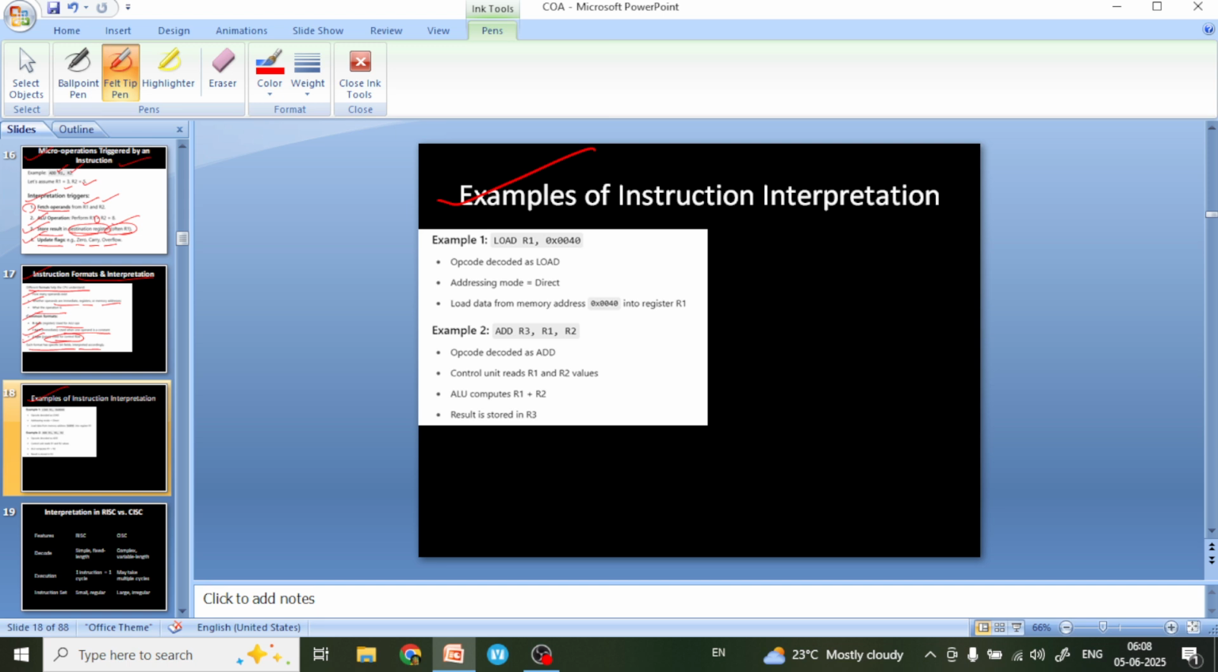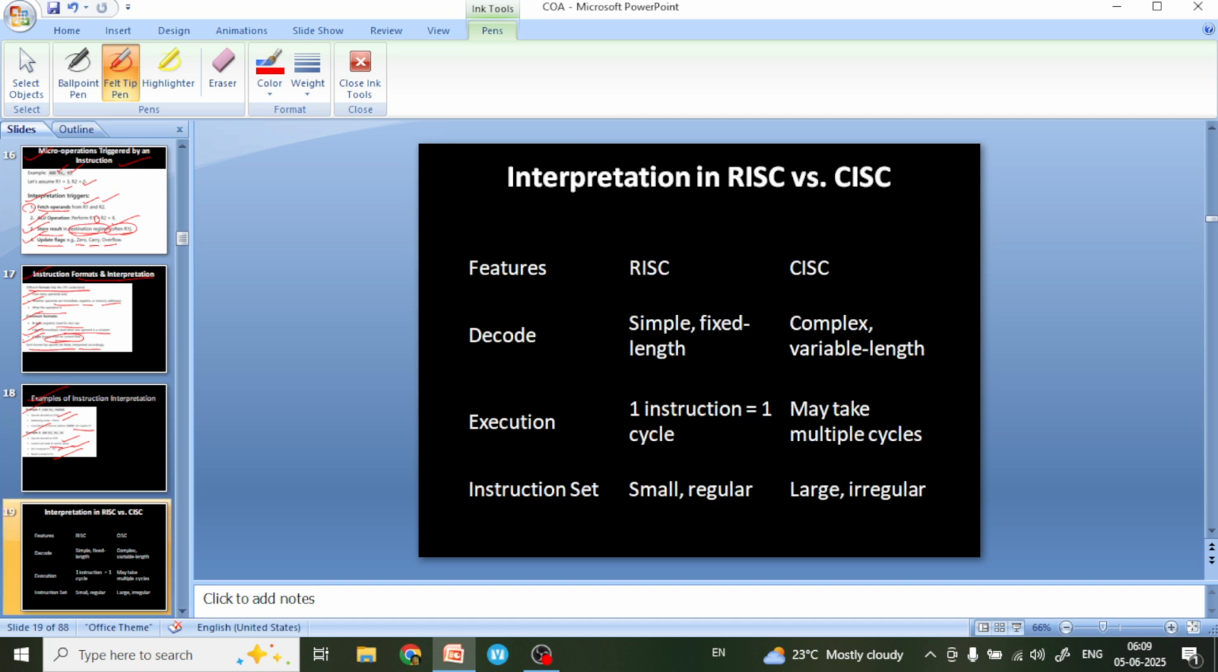Now next is examples of instruction interpretation. For example, you are given load r1 comma 0x0040. Here the opcode is decoded as a load, and the addressing mode is direct. Load data from memory address 0x0040 into register 1. And the second example, add r3 comma r1 comma r2, that means here the opcode is decoded as add, and the control unit reads r1 and r2 as values, and the ALU computes r1 plus r2. After that, the result is stored in the r3 register. This is the example of instruction interpretation in RISC versus CISC.